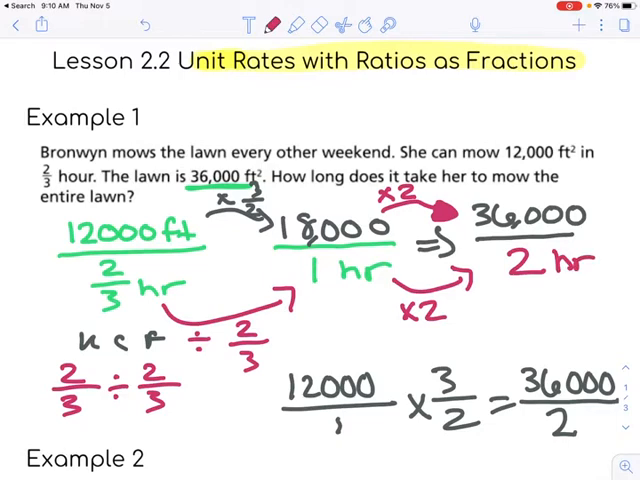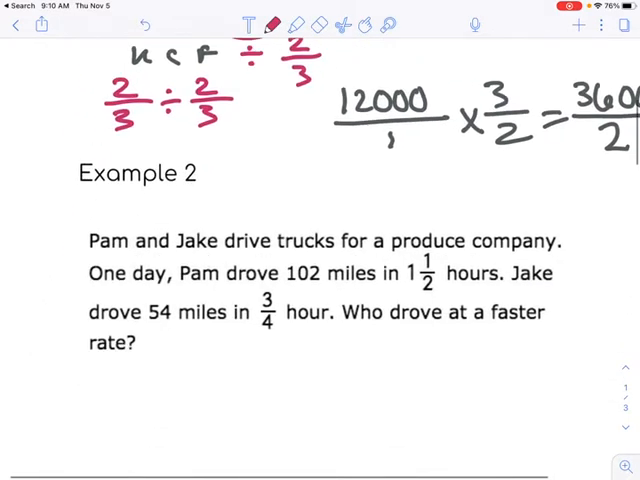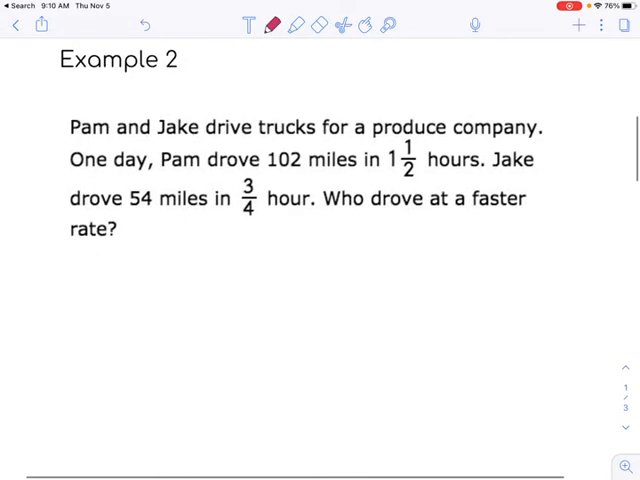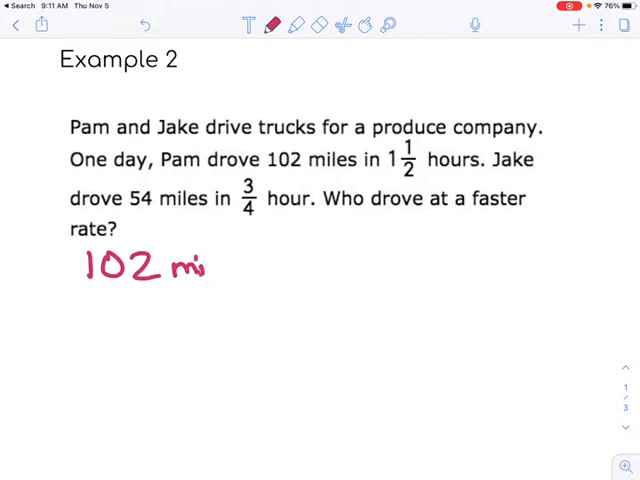So what this is telling us is that to mow a lawn that's 36,000 feet, it would take her 2 hours. Let's try another one. Pam and Jake drive trucks for a produce company. One day, Pam drove 102 miles in 1.5 hours. So Pam drove 102 miles in 1.5 hours.